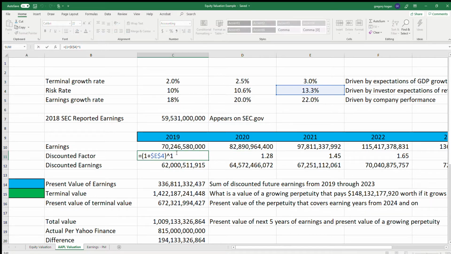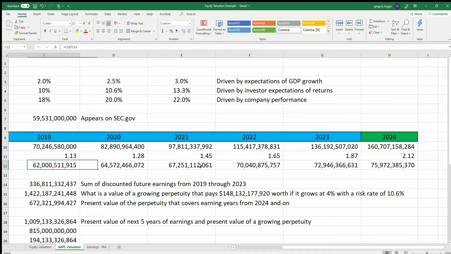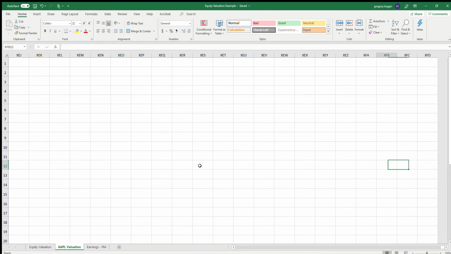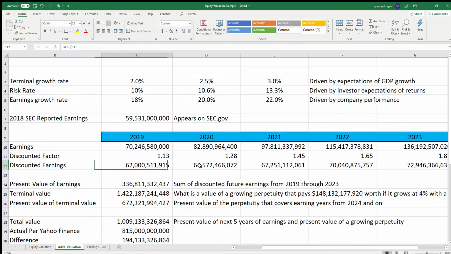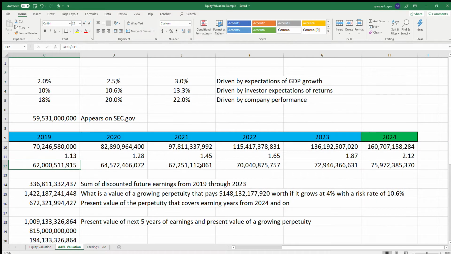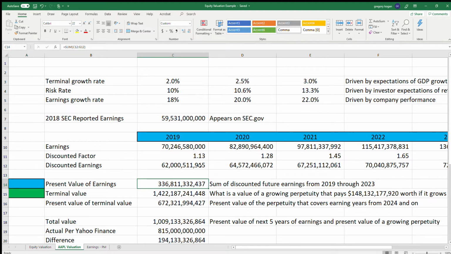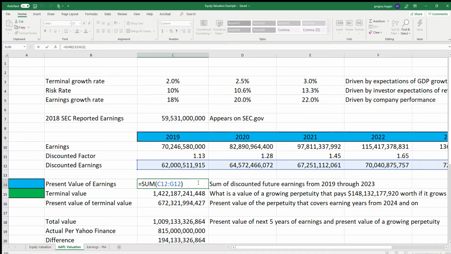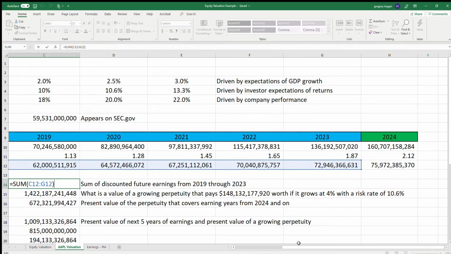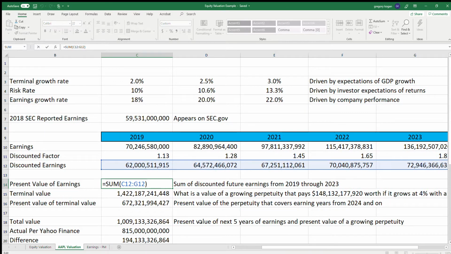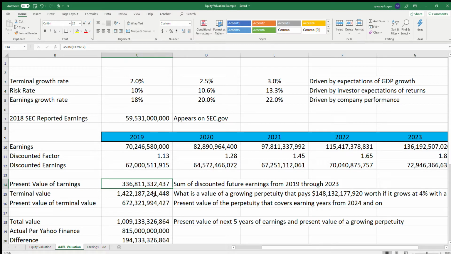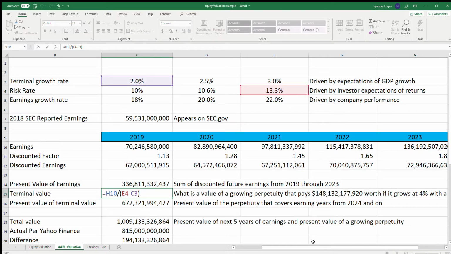What's the discount factor? That's based on the risk rate, so we can have a certain risk rate. Then we have the discounted earnings, right? So as we go through that for year 1 through 5, this is 5 years of that through 2023, and then we take the present value of that. So just as in the other example, we take the present value, that is the value of the earnings in the next 5 years.